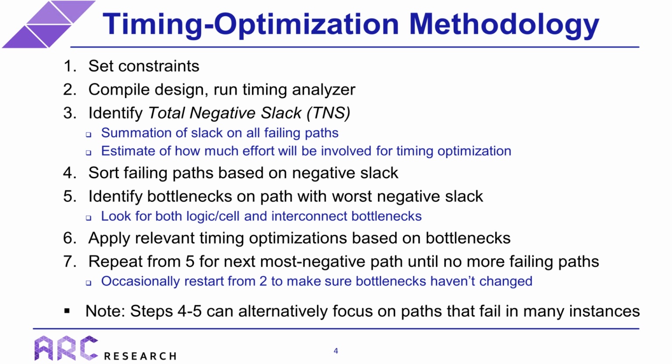That way you reduce the number of failing paths by a huge amount, which then makes it easier to focus on the remaining bottlenecks, because there might just be a small amount now of failing paths to analyze.